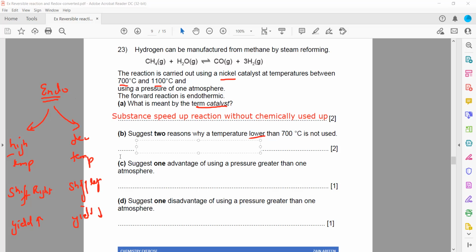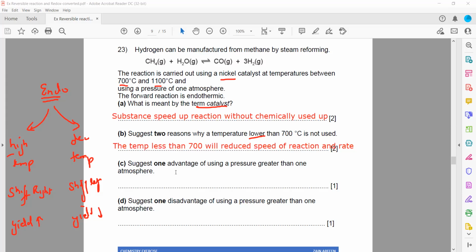Number one, if low temperature is used, a temperature less than 700 will reduce the rate of the reaction, the speed of the reaction, and the yield as well. So both things will be reduced or decreased.